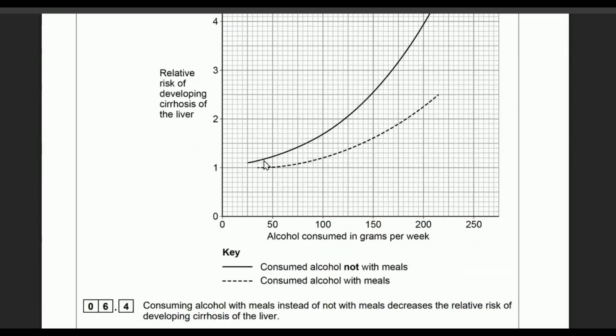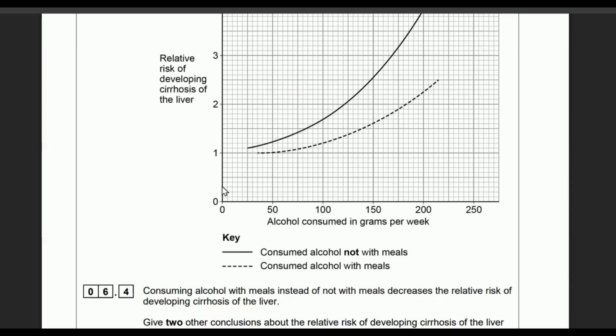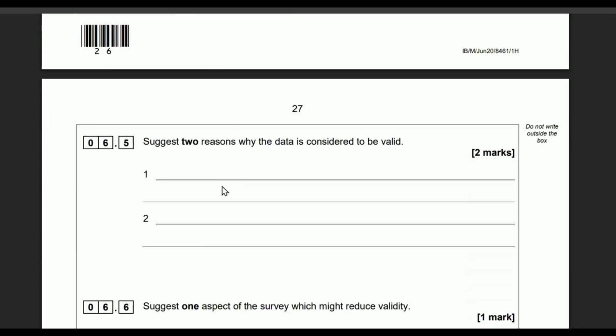Well, one thing we can say is, look at this section. It's a straight line there. So actually, if you drink less than 50 grams of alcohol with a meal, your risk is the same as someone who doesn't drink alcohol. It has a risk of 1. So as long as you don't have more than 50 grams a week and you have a meal, the evidence is showing that you're not more likely to get cirrhosis, damage to your liver, than someone who drinks no alcohol at all. So actually, 50 grams of alcohol a week is perfectly acceptable in terms of liver damage.